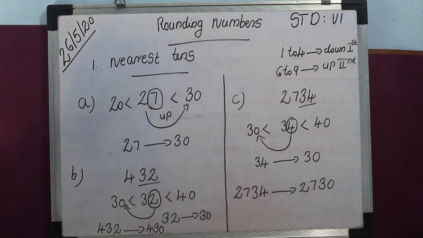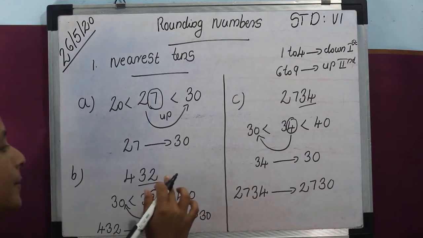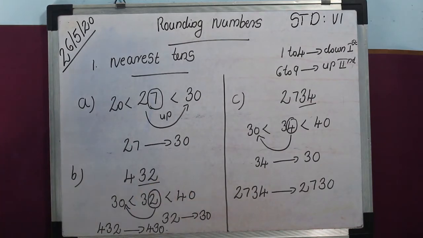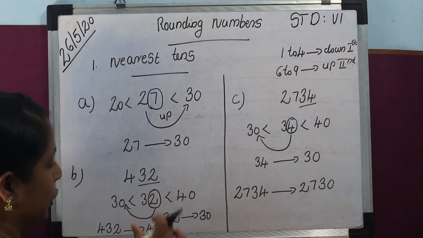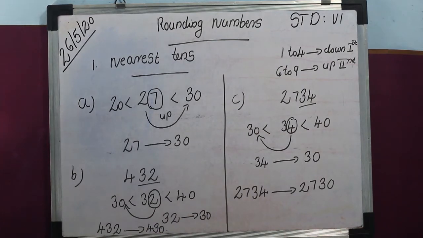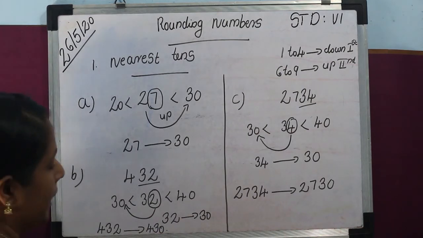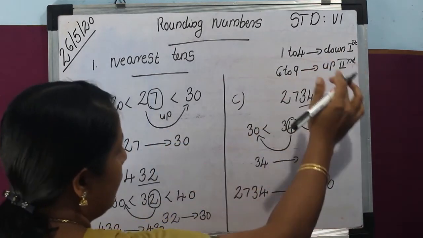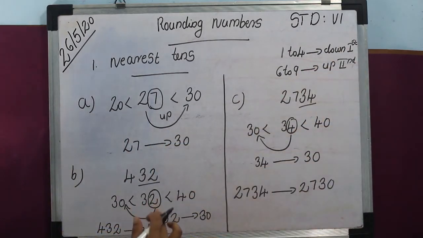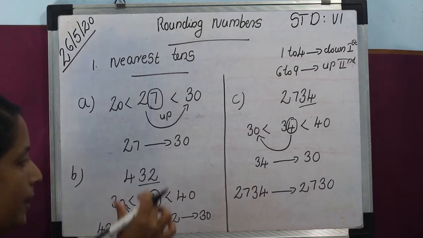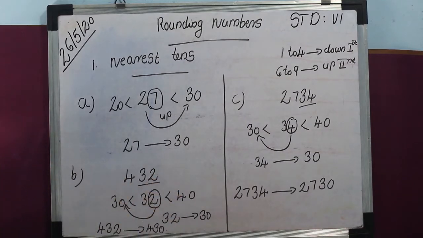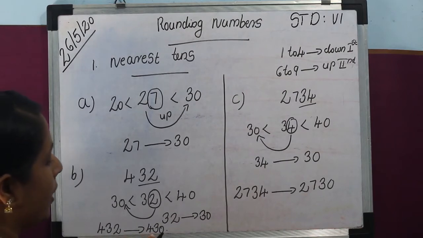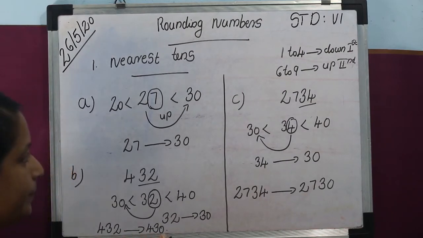Then the next problem, 432. Actually this number has a hundreds place value. Here we take the nearest 10 case. That is, here we want the tens value, that is 32. Then 32 lies between 30 and 40. Here the ones place value is 2. The 2 belongs to rounded down to the first number, that is 32 is rounded down to 30. Our number is 432. The 432 is rounded down to 430.